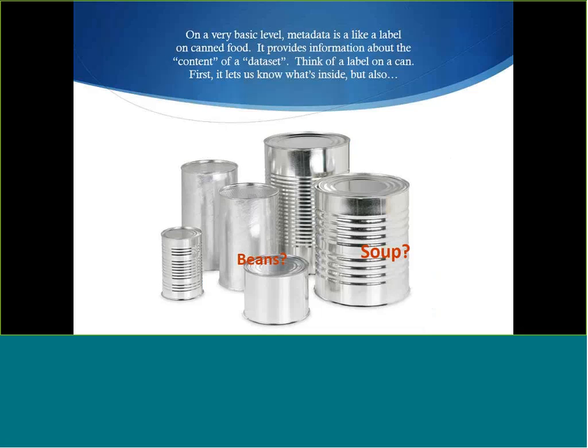On a very basic level, metadata is like a label on canned food. If you look at a can of food, and it doesn't have a label on it, this is like a data set, but you don't know what's in it, you don't know anything about it. So think of metadata as similar to a label on a can. A lot of people, when they hear the word metadata, it's kind of a big word, and it's kind of scary sometimes, but really all it means is that it describes your data set. It's a description.